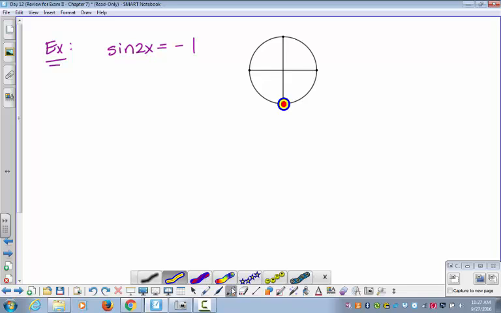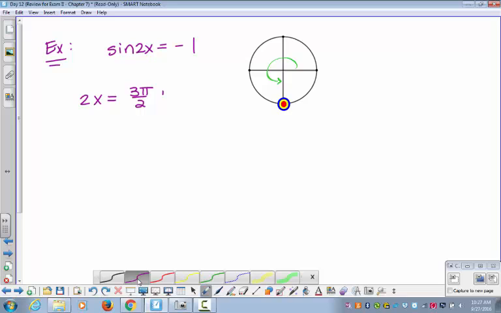Sine is -1 down below, at the bottom of the unit circle. That's where sine is -1. So our first statement is that 2x is equal to 3 pi over 2 plus 2 pi k. 2 pi k will bring us back to the bottom of the circle, either clockwise or counterclockwise. So we've solved for 2x. To solve for x, what do we do to both sides? Yeah, divide by 2.